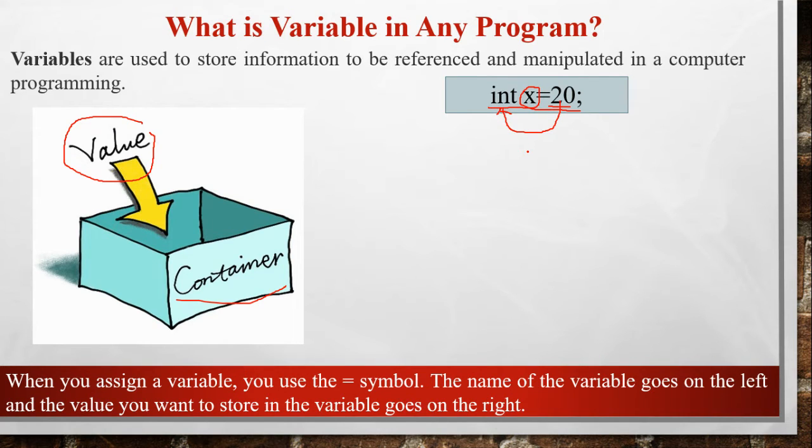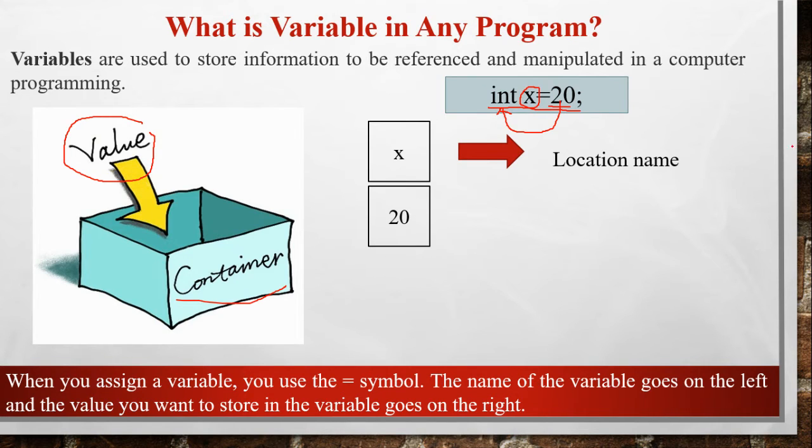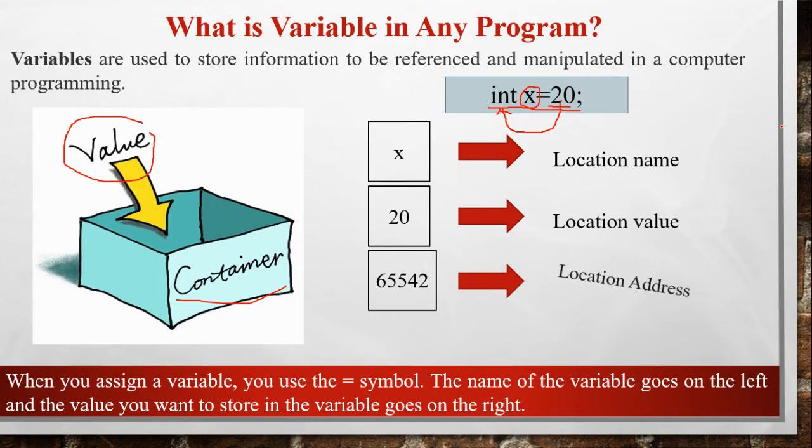So when we make any kind of variable declaration, irrespective of any programming language, a location for variable x will be created. So in short, x will be the location name here, 20 will be the value which is stored at the location name x, and 65542 is the location address where that particular variable gets stored. So whenever we are making any kind of variable declaration, it gives us three types of information.